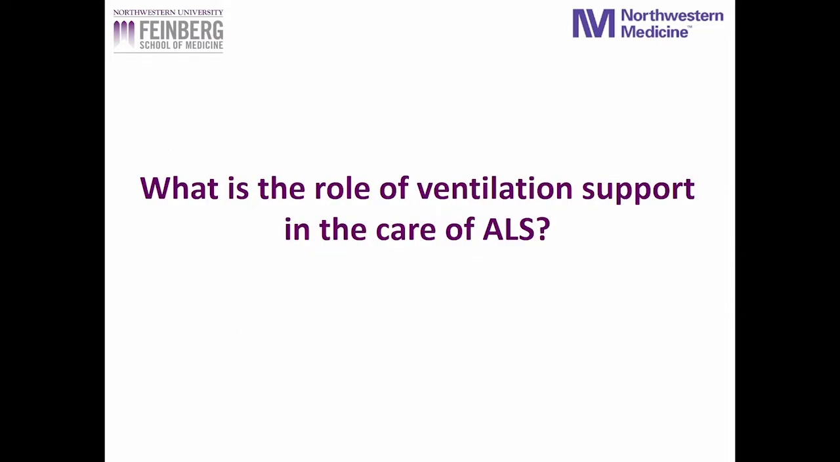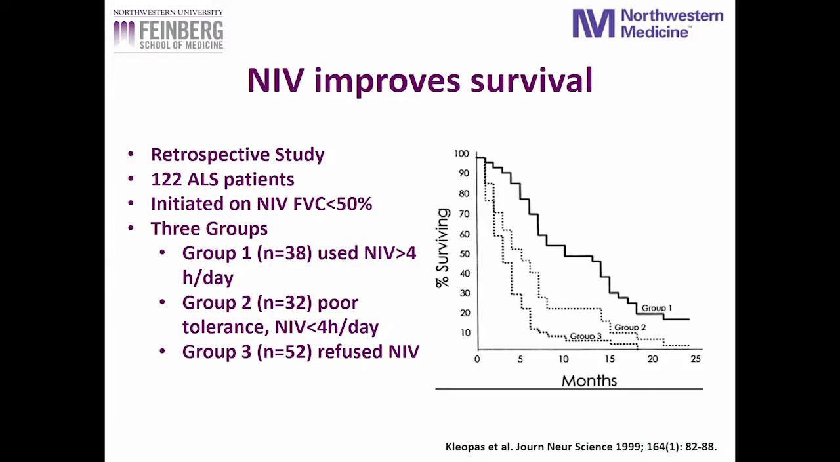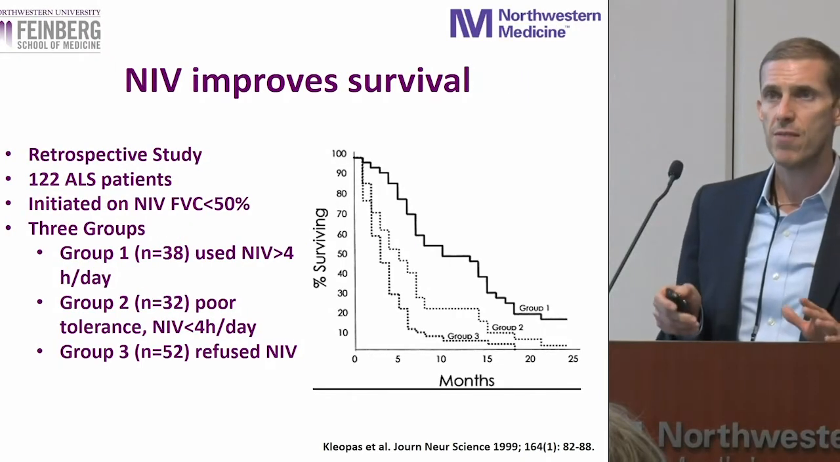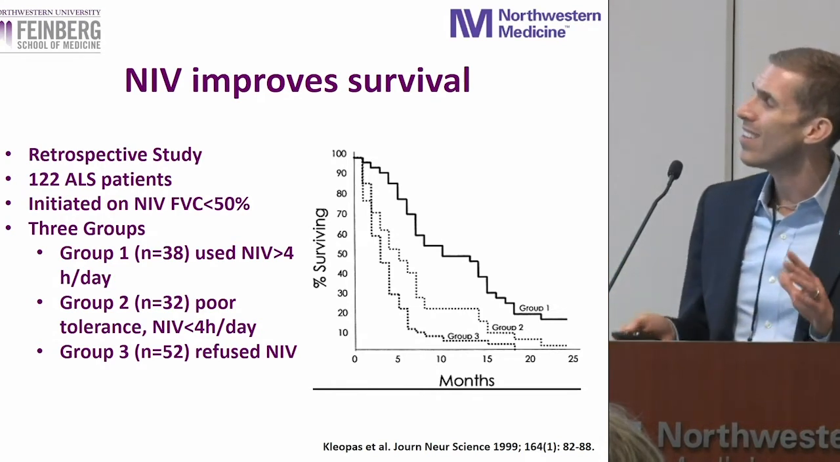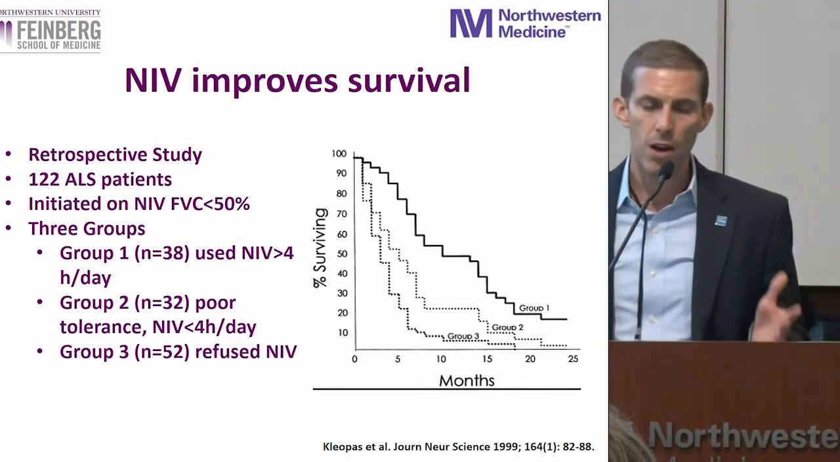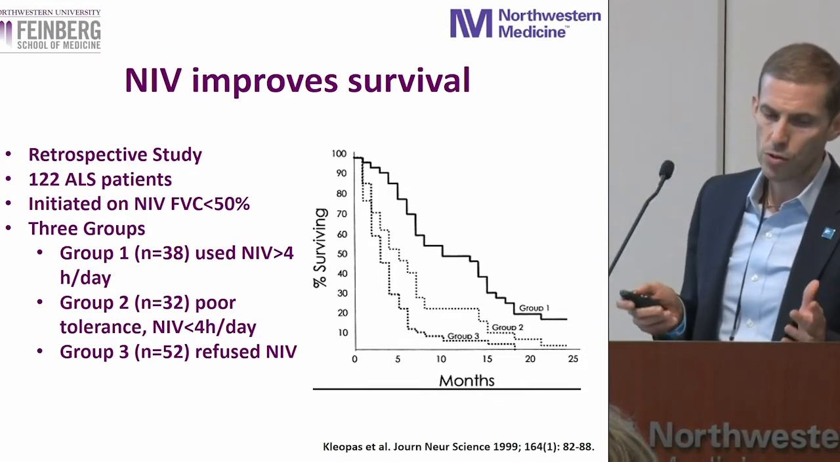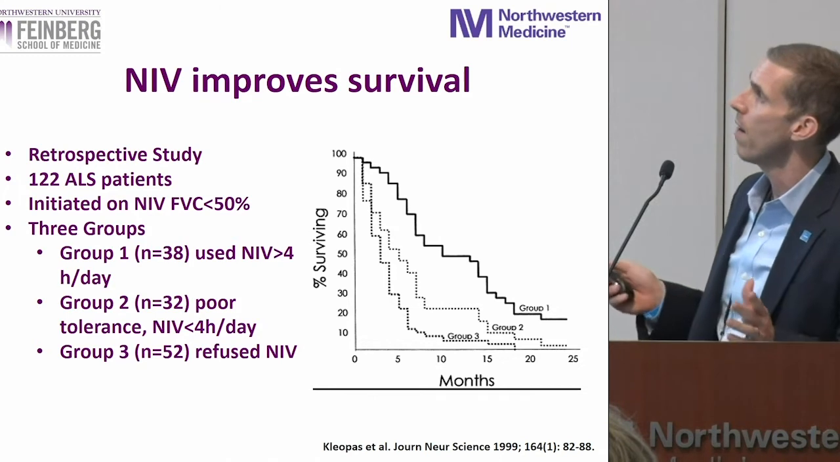So what is the role of ventilation support in the care of ALS? This is one of the early studies, a retrospective study looking at 122 patients living with ALS. It looked at the initiation of non-invasive ventilation, starting at a forced vital capacity of less than 50%. They looked at 3 different groups of patients. Group 1 used non-invasive ventilation for over 4 hours a day. Group 2 used it a little bit, maybe a couple of hours here or there. And group 3 used no non-invasive ventilation.